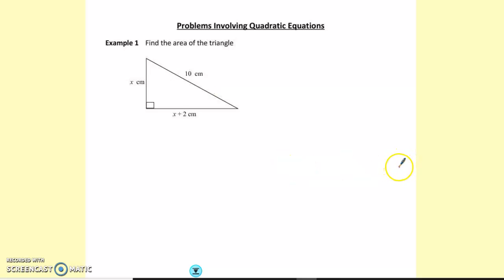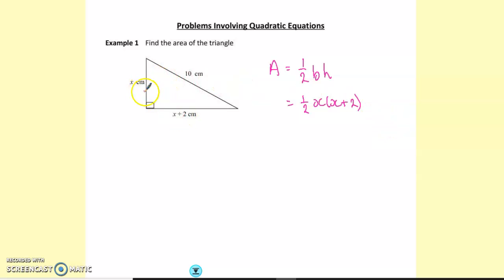First example then, we want to find the area of the triangle. Area of a triangle is a half base times height, so half BH. So in this case, it's going to be a half of x times x plus 2. Only problem is, we don't know what x is. So we're going to find out what x is by using Pythagoras.